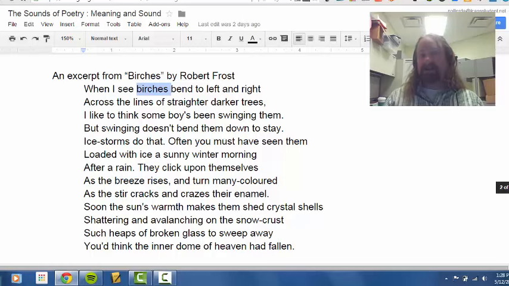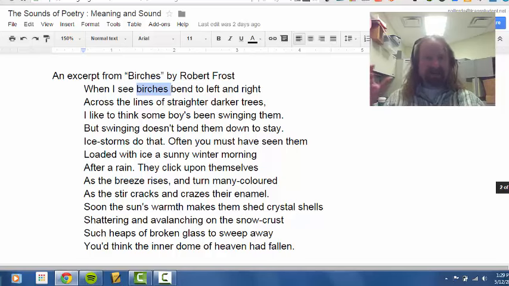And you should be able to not only identify sounds that are repeated, but if you try to picture this in your head and really imagine what's going on here, you should be able to come to some sort of guess about what the sounds are supposed to mean. Click, crack, craze, crystal, avalanche. That's one grouping. Sunny, seen, stir, cracks, soon, sun, crystal, shells.